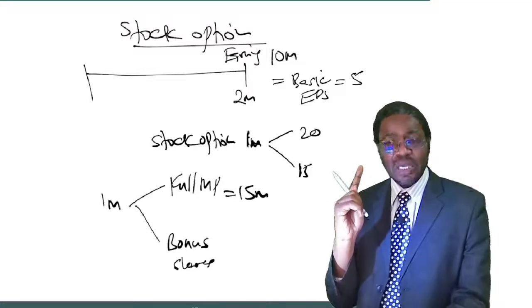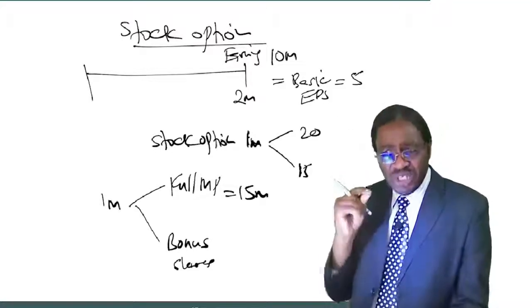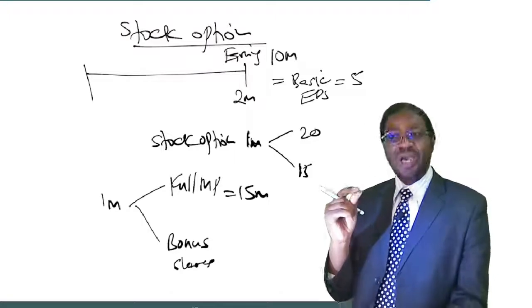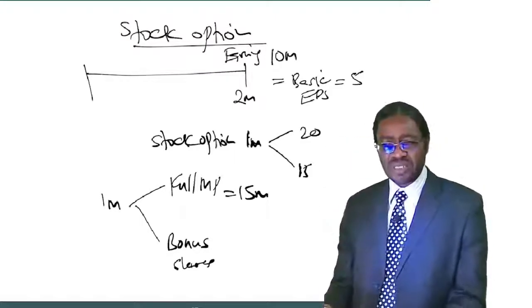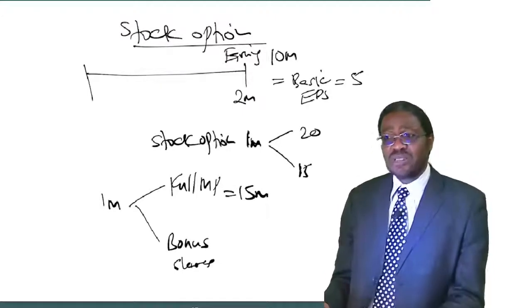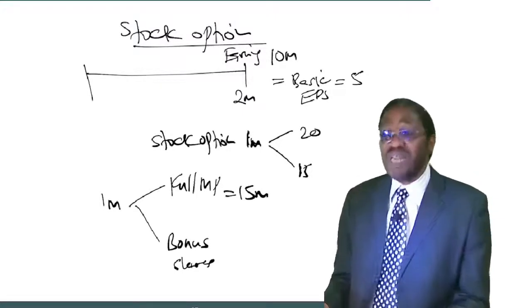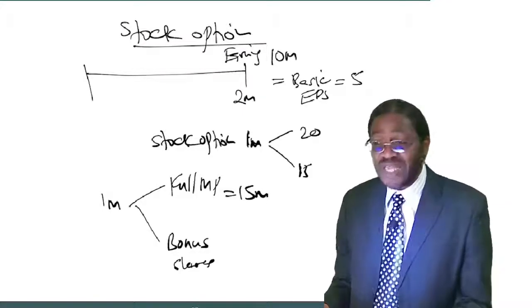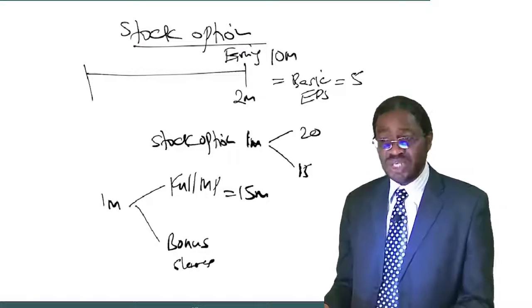Listen, when they pay us 15 million shillings, we shall give them how many shares? 1 million. Because that's the agreement, that they buy the shares at 15. So if they were to buy 1 million shares, they will pay the company 15 million shillings.